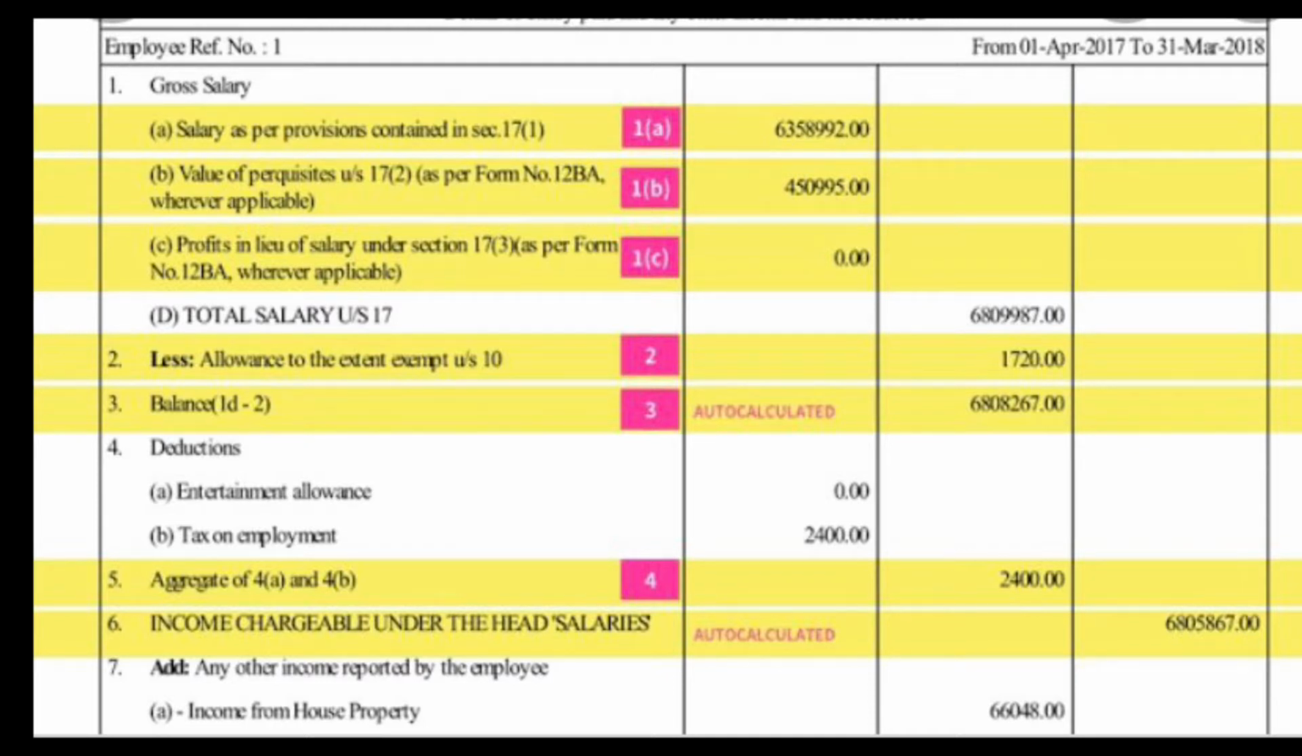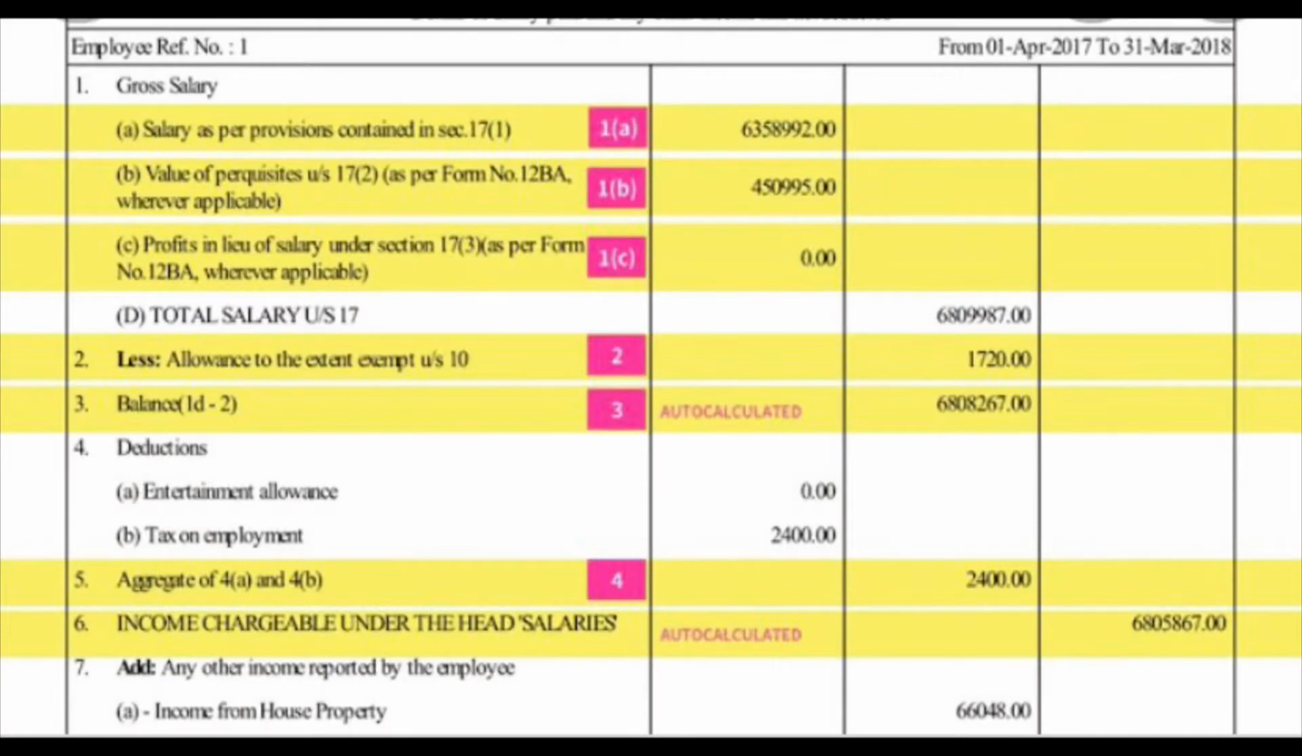Point number 4 is deductions. All deductions under section 16 of the Income Tax Act come under point number 4. So standard deductions, tax on employment and the others form part of point number 4. Point number 5 is the total of deductions. Point number 6 essentially is the net of salary, which is point number 3 plus 1e minus 5.